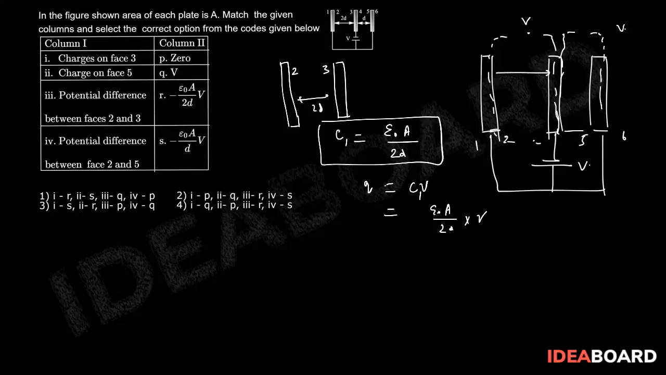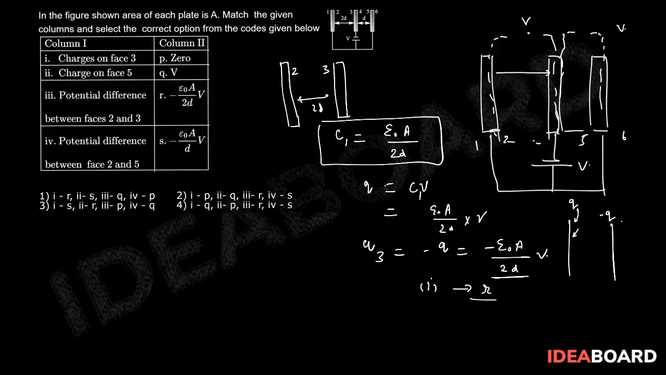Now this is the equivalent charge, but they are not asking this charge, they are asking the value of individual charges. So we know that if any plate is having, let's say, Q charge here, then it will be having minus Q charge there, because net charge will be 0. So this is the equivalent charge for the capacitor. So for this plate it is coming out to be epsilon naught A by 2D into V. So charge at the third plate will be minus Q, that will be minus epsilon naught A by 2D into V. So that means first will be matched with R only, correct?